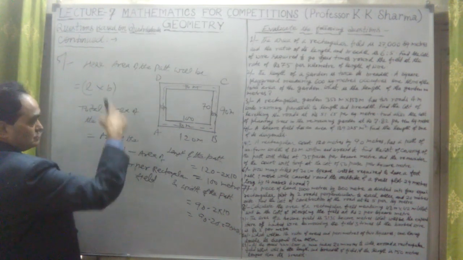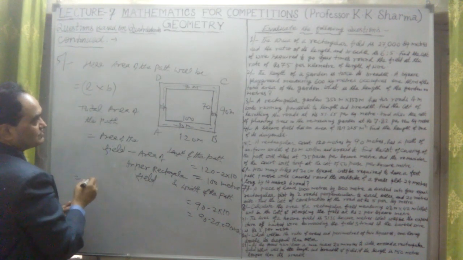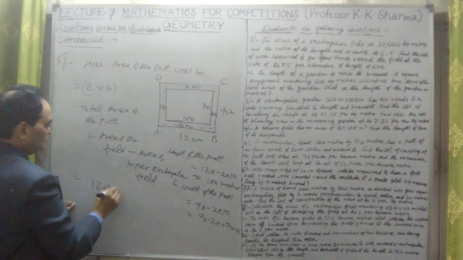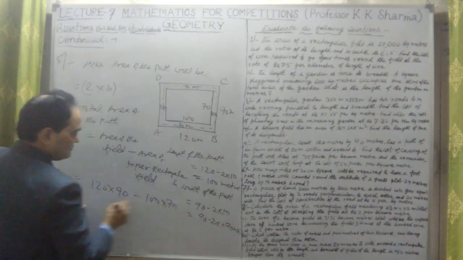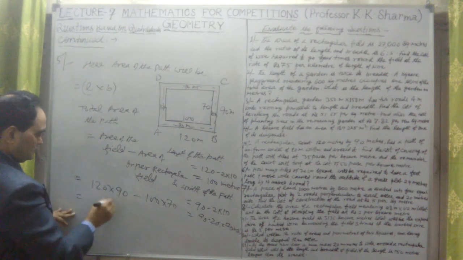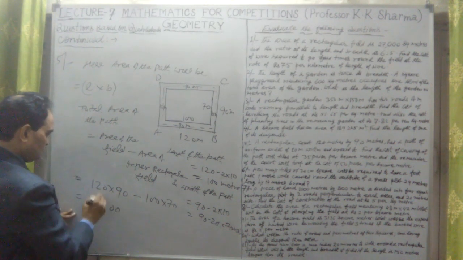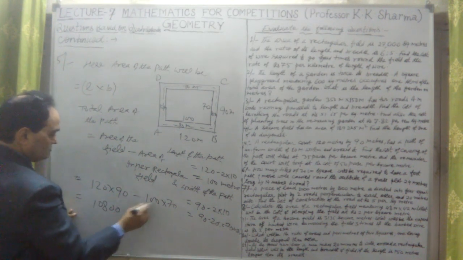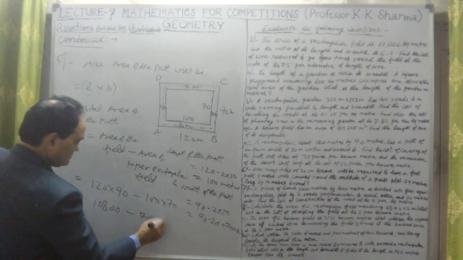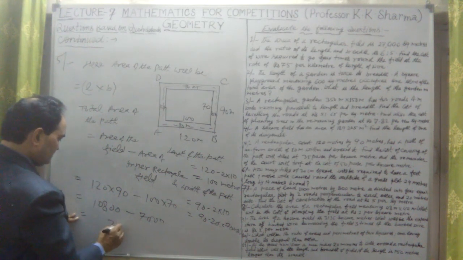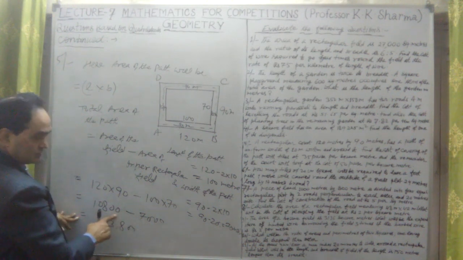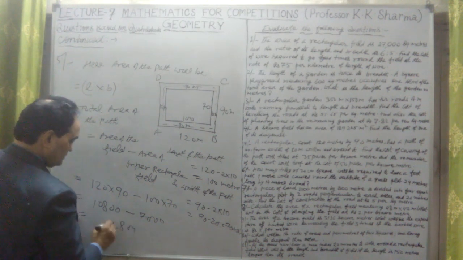So the area of the path, the outer field, is 120 into 90 minus this, which is 100 into 70. This is the area of the path here. 120 into 90 is 10,800. And this is 7,000. So the difference will be 3,800. 10,800 minus 7,000 is 3,800 square meters.